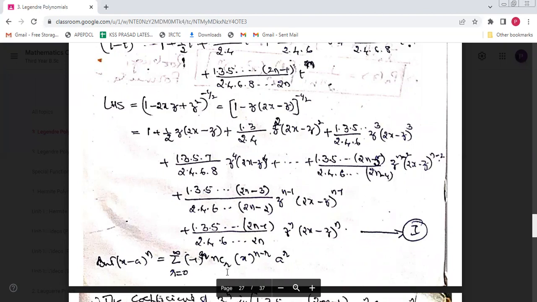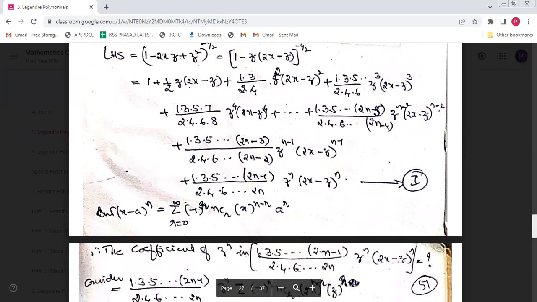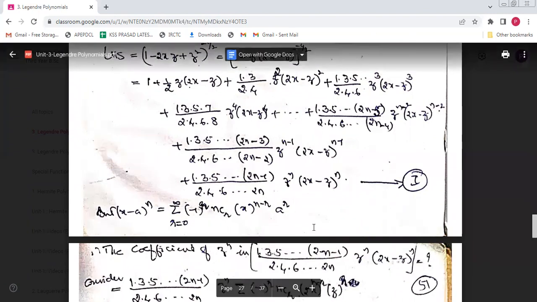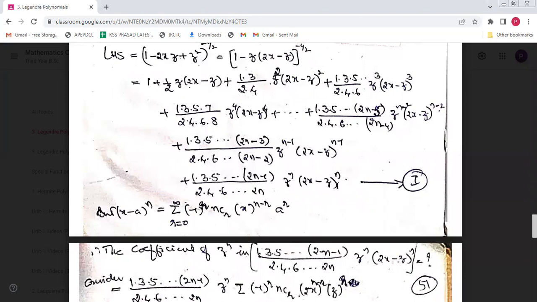But (x minus a) whole power n, what is the expansion of this binomial expansion? Summation, alternately we are going to get plus minus plus minus. So it becomes minus 1 power r into nCr into x power n minus r into a power r. Now the coefficient of z power n in this equation is nothing but 1 into 3 into 5, etc., 2n minus 1 divided by 2 into 4 into 6, etc., 2n into z power n into (2x minus z) whole power n.